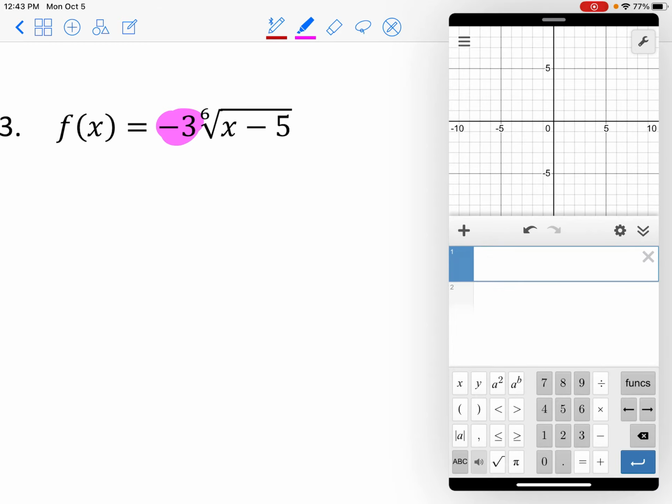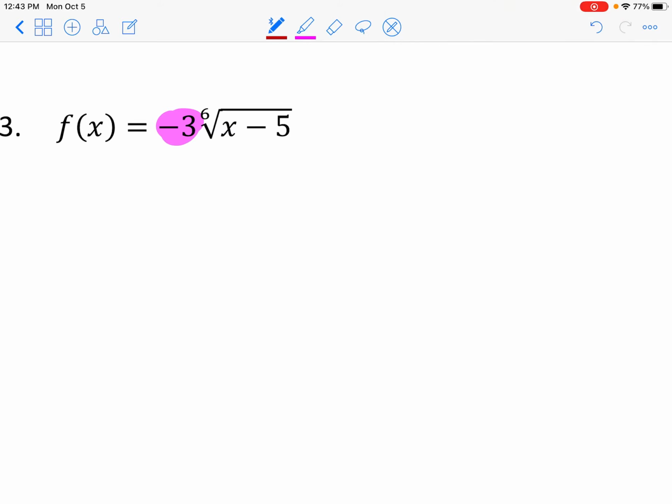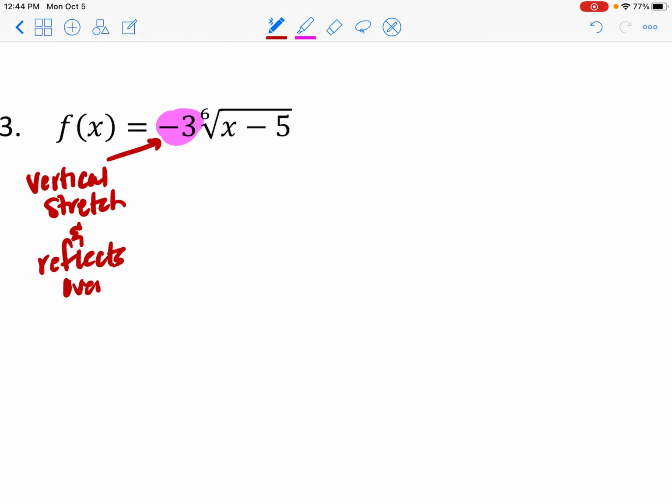So even though we have this extra piece here, this extra piece stretches our graph. It's a vertical stretch, and a reflection over the x-axis. Even though those two transformations happen, neither one of them affects the domain. Reflecting over the x-axis and stretching it out didn't change the start point or which direction the graph went. So that -3 has no impact on our domain.